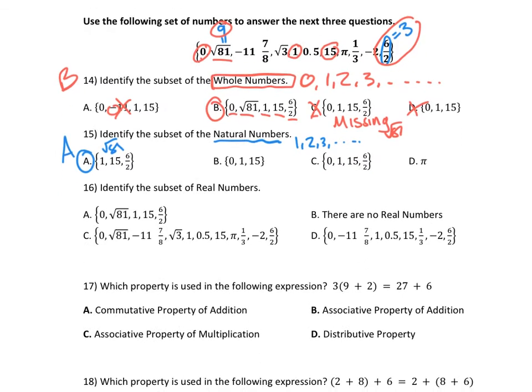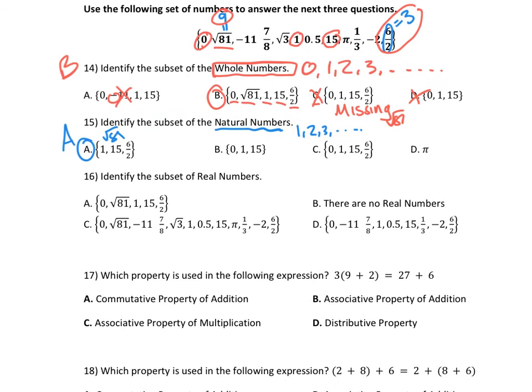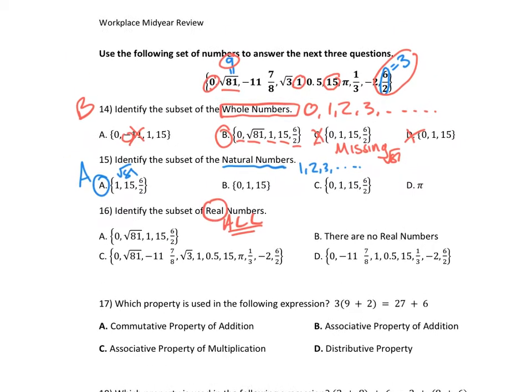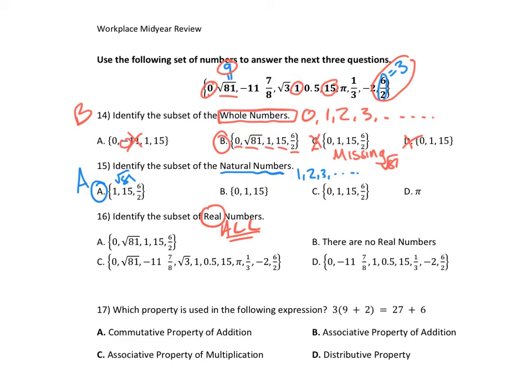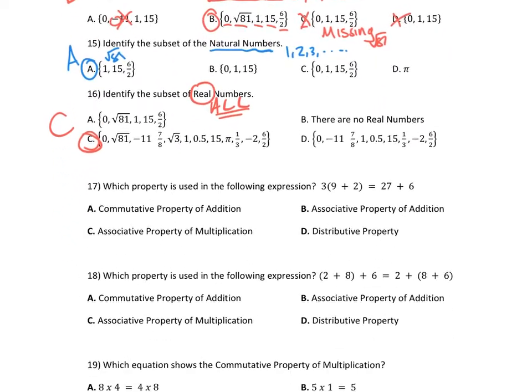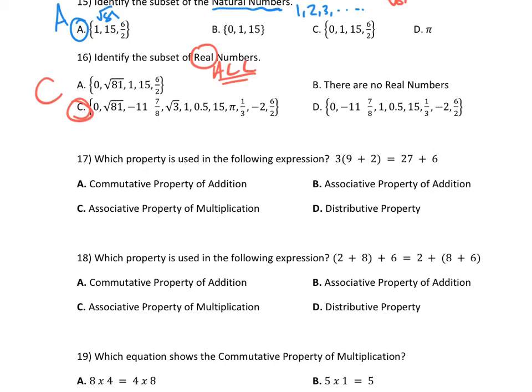All right. And 16, all the real numbers. Remember, real numbers is all numbers. So it'll be the set that has everything in it, which is C. C is the one that includes everything. All right. 17, properties. So what they did here is they distributed this 3. They multiplied that 3 inside the parentheses there. So that is using the distributive property. So number D.